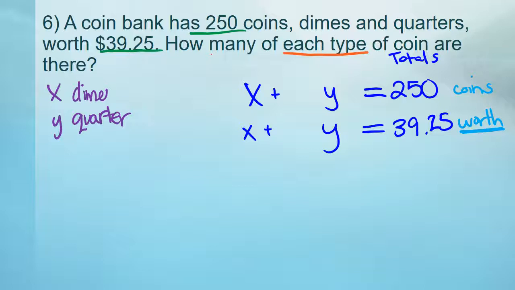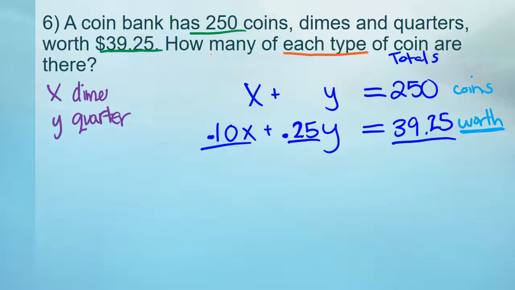What is each dime worth? A dime is worth 10 cents, or a tenth of a dollar. A quarter is worth a quarter of a dollar, 25 cents. So when you have money as a worth, then your value should be their worth as well.